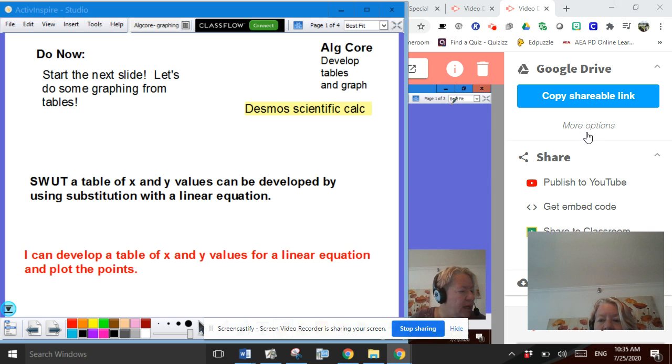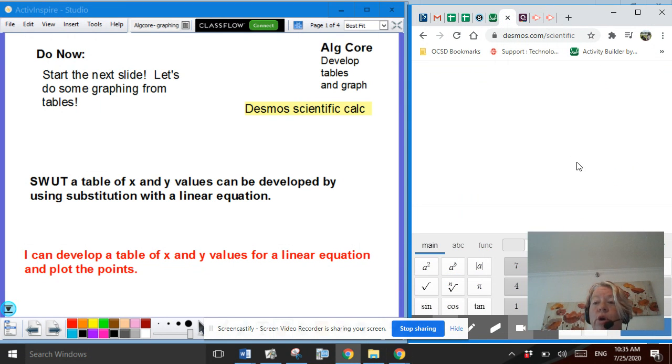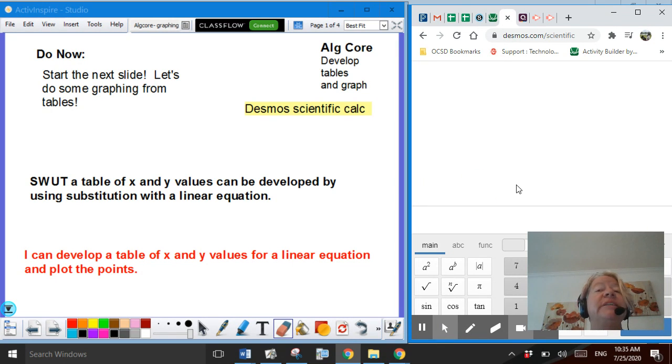All right. So today we are going to be working on some more graphing, okay? But we are going to be looking specifically at developing tables. So I want to make sure that you've got your Desmos Scientific Calculator open. So go ahead and get that open or have a calculator there that you can use because we're going to need that to do a little bit of math for us. And let's go through a couple of examples of what we're looking at today.